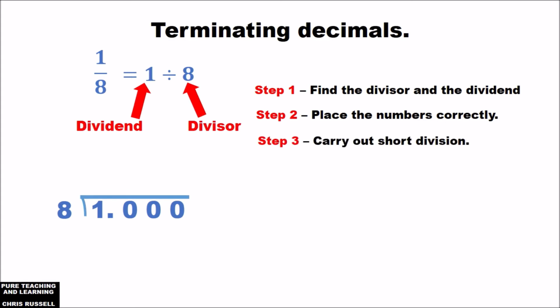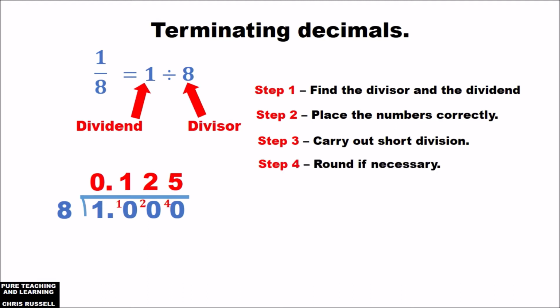Carry out the short division. How many 8s go into 1? 0. We carry the 1. How many 8s go into 10? 1. What's the remainder? 2. How many 8s in 20? 2. What's the remainder? 4. How many 8s go into 40? 5. So therefore, 1/8 is equivalent to 0.125.